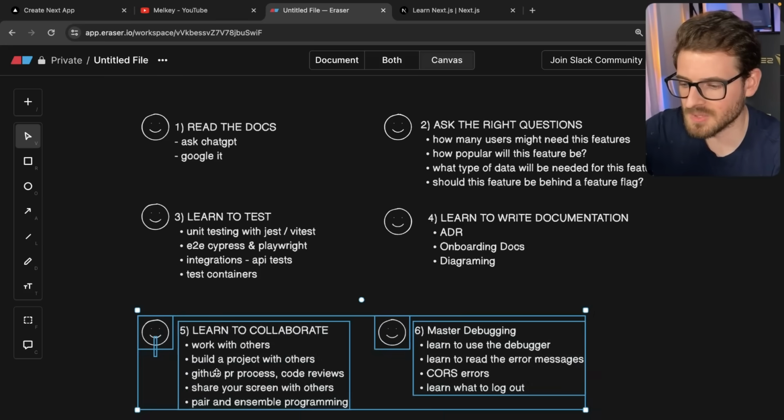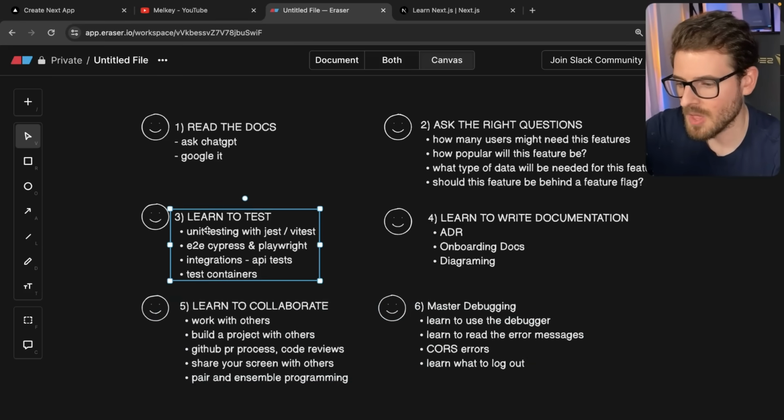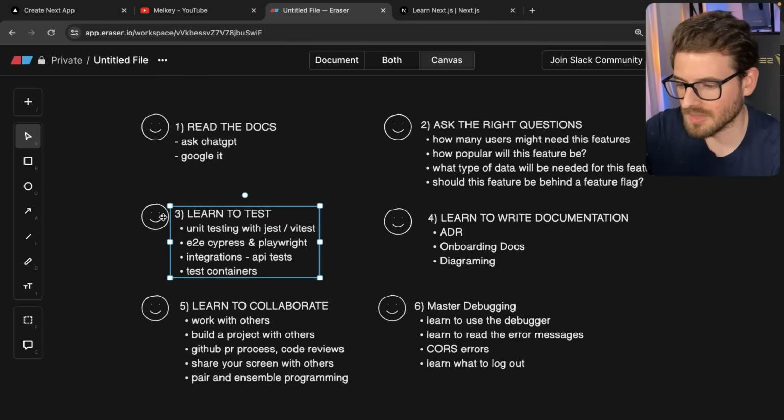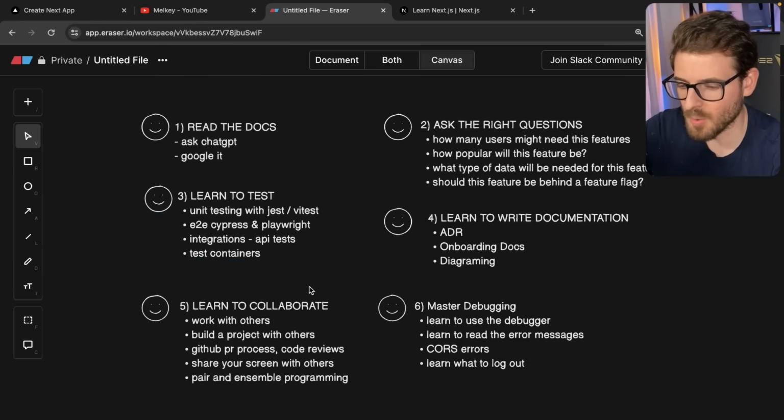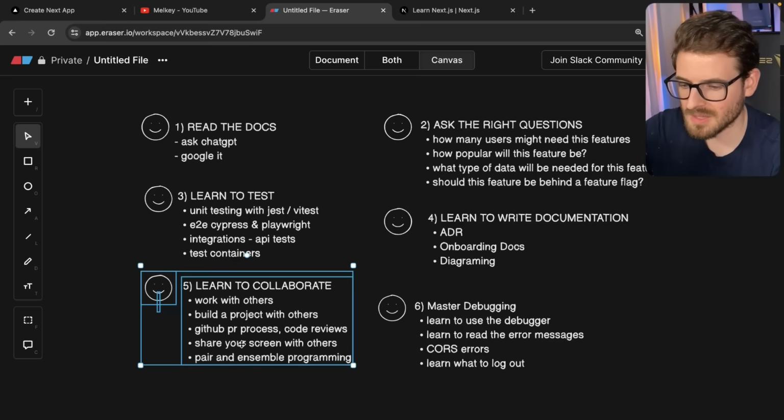But these are the top six things I can think of. Honestly, I just kind of threw these together. I didn't really think too hard about them. I'm sure there's tons of other points I could talk about, but I think this is a good start.